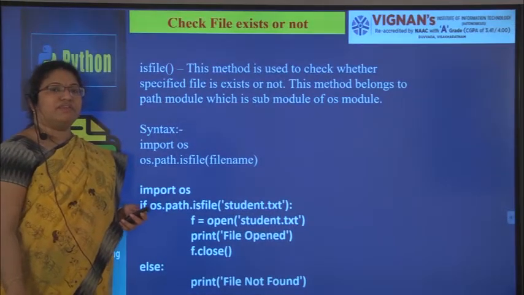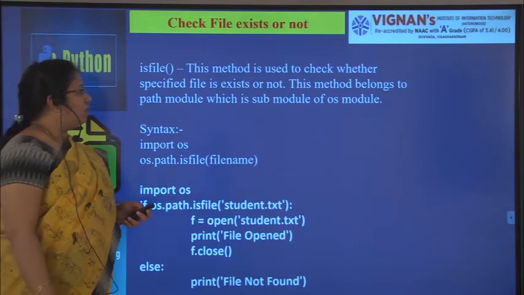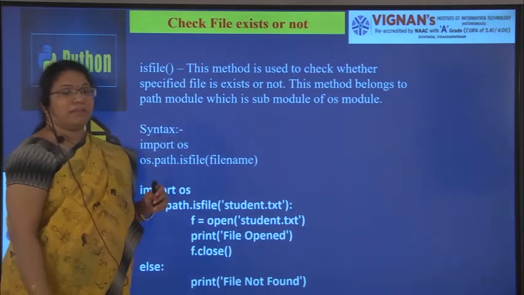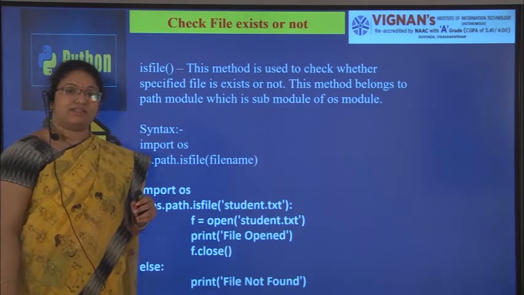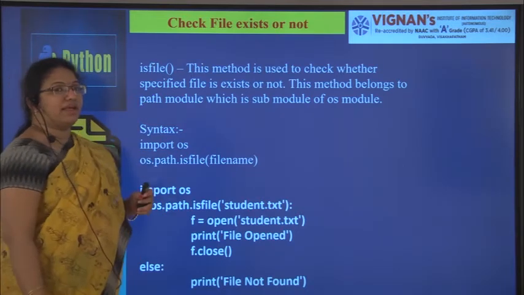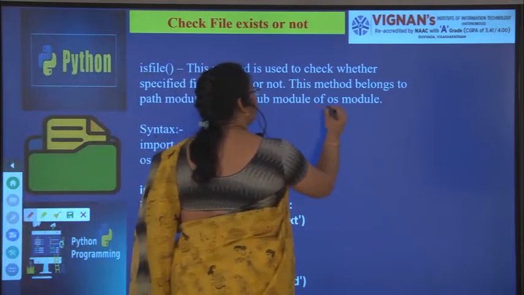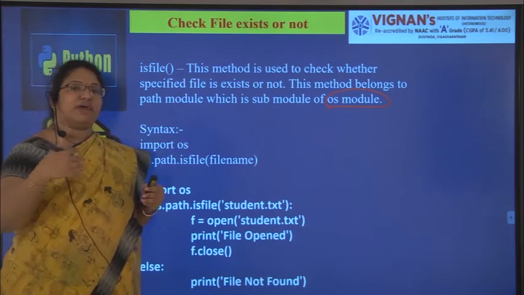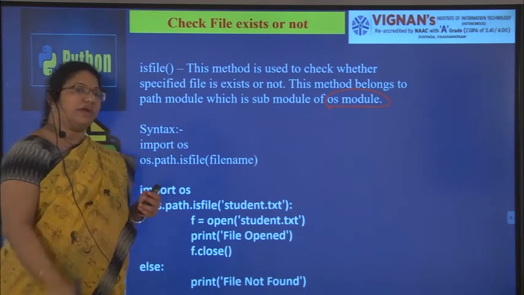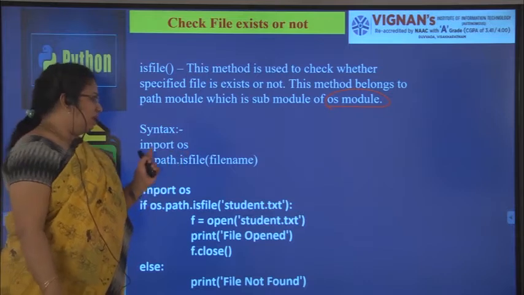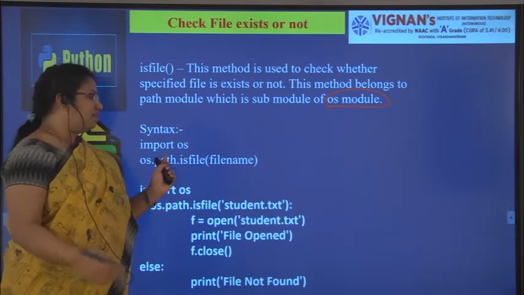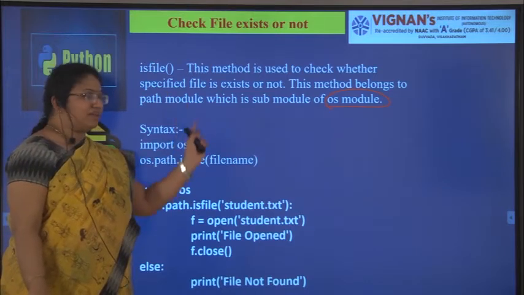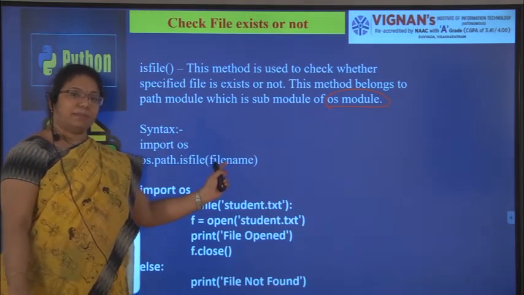Now we are going to see whether the file exists or not. To know whether a file exists, we have a method called isFile. The isFile method checks whether the file exists or not, and this method belongs to the operating system module, that is the OS module. First we import the OS module, then I check whether the file is present or not. So os dot path dot isFile is the method I am using, and whatever file you want to check, I pass as the parameter here.